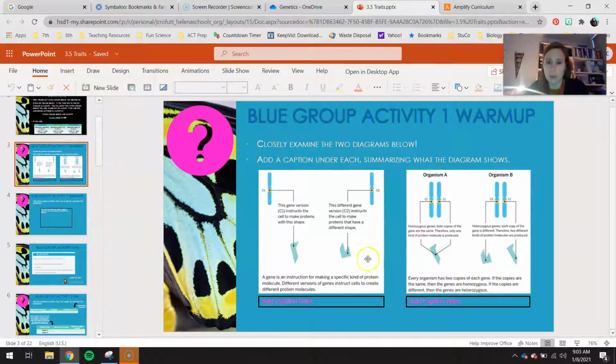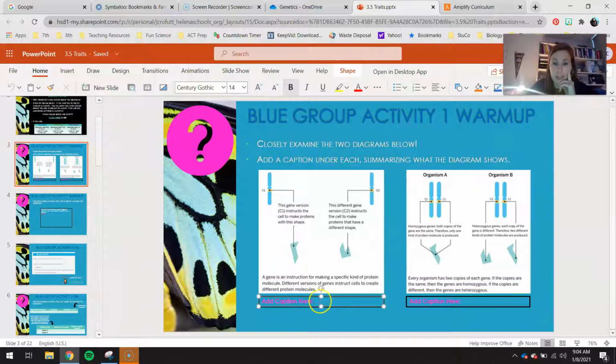So what you will do is, underneath each of these diagrams, you have two little caption boxes. You're going to add a caption under each of those pictures that just tells me what the diagram shows. Maybe you're just summarizing it. Maybe you're telling me what you learned from those diagrams, or what you would teach someone else about these diagrams.